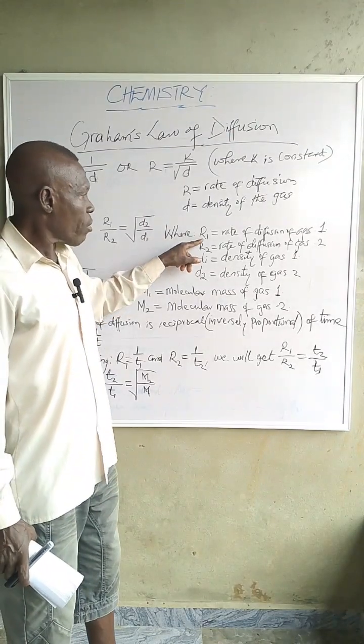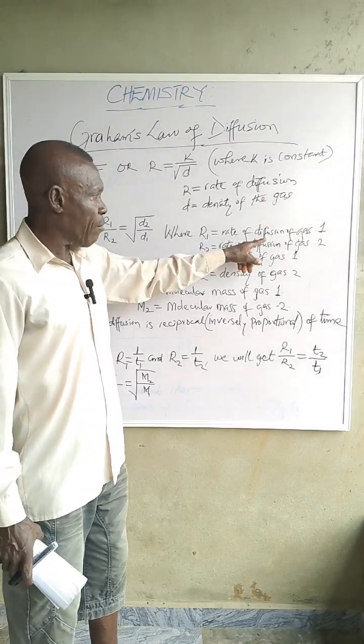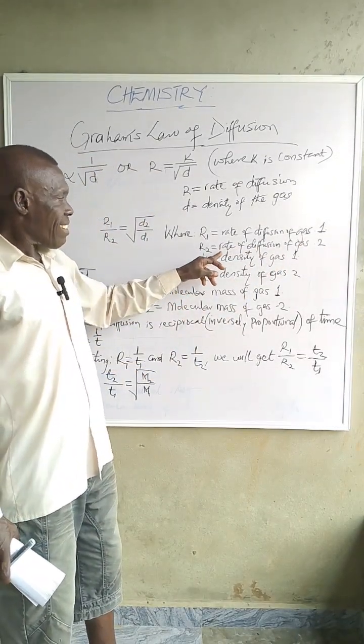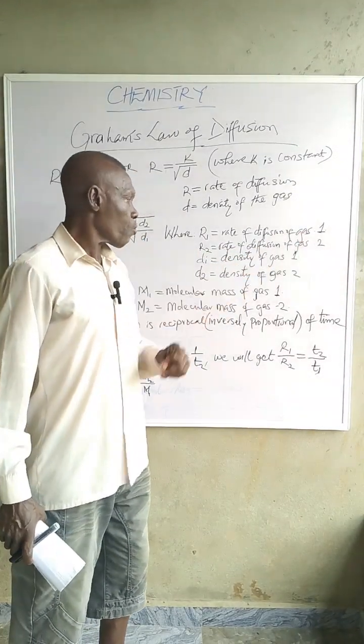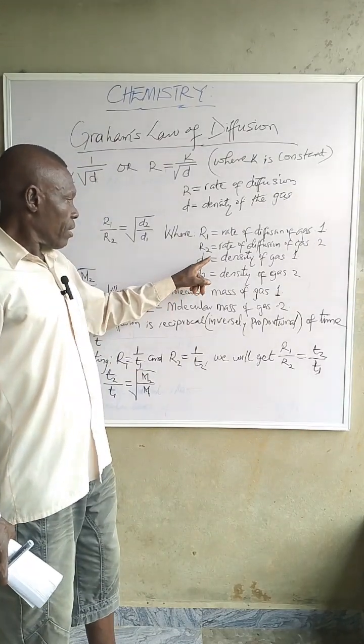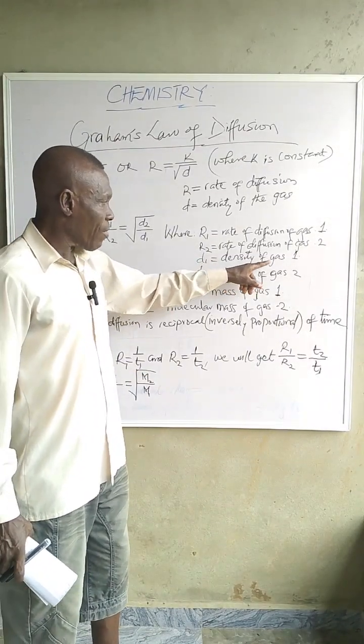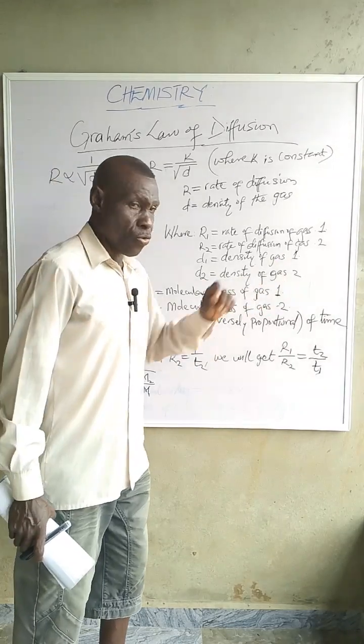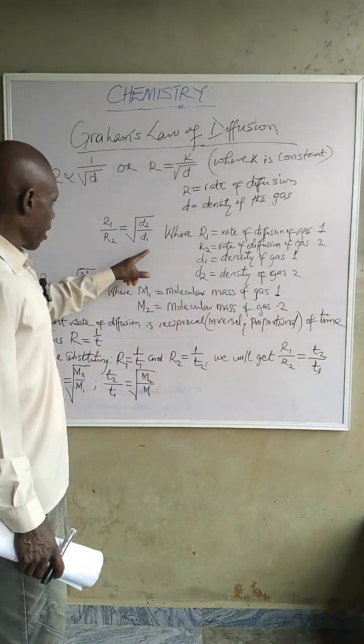So where R1 stands for what? Rate of diffusion of gas 1. R2 stands for what? Rate of diffusion of gas 2. The D1 stands for what? Density of gas 1. D2, density of gas 2. That's what this is talking about now.